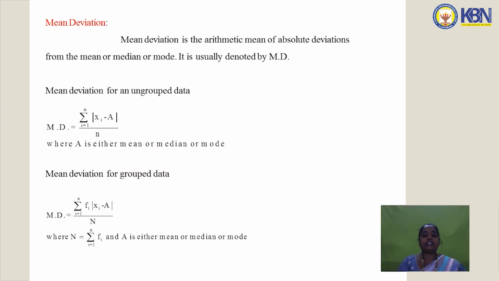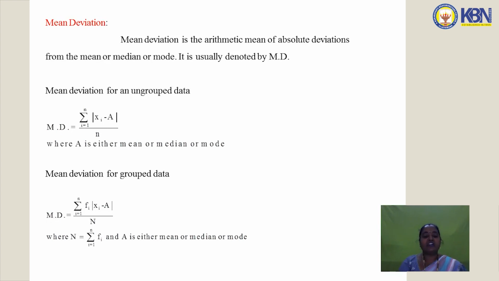And the third method is mean deviation. The mean deviation is the arithmetic mean of absolute deviations from mean or median or mode. It is usually denoted by MD. If we want to calculate mean deviation for an ungrouped data, then the mean deviation is summation mod xi minus A by n, where n denotes size of the sample observations and A is either mean or median or mode.